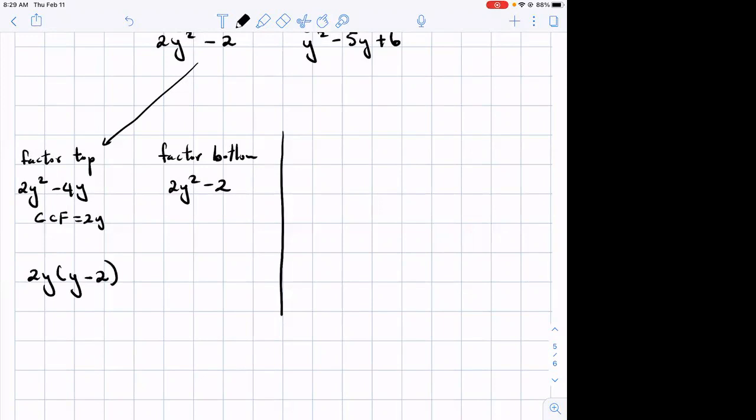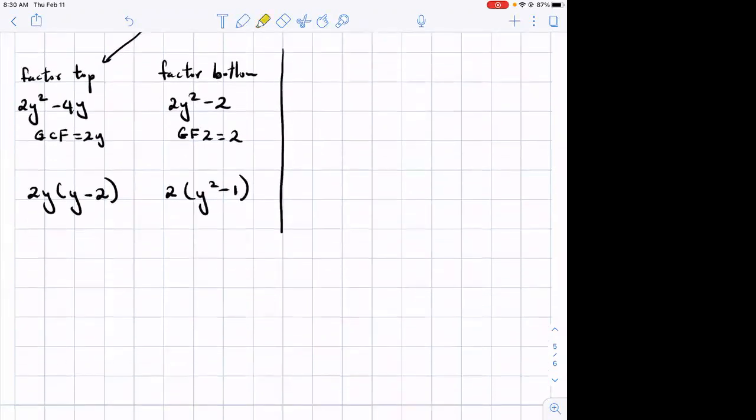Okay? The GCF we have here is also equal to 2. So if we take out a 2, we have y squared minus 1. But be careful with this. That's the difference of squares, right? It's the same as y squared minus 1 squared. And this here we know becomes y minus 1 times y plus 1. Don't forget the 2. The 2 comes down. So we factor the top, we factor the bottom. Okay?